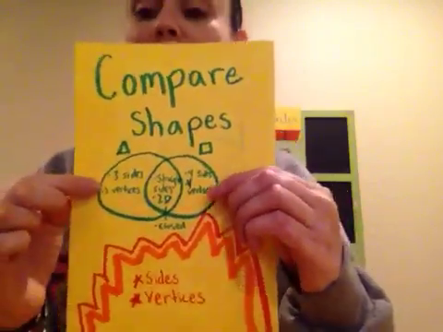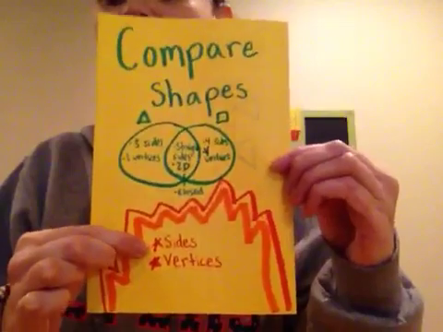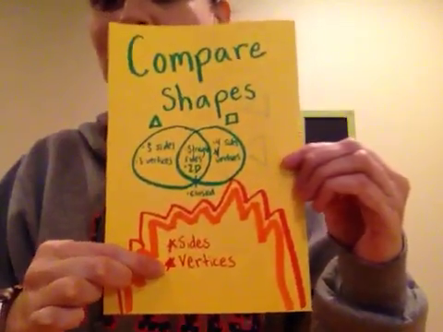So shapes can be the same based on their sides and their vertices. And so on your paper, they might have you circle all the shapes with 4 sides, all the shapes with 3 sides, maybe the rounded shapes, maybe the number of vertices. Maybe they'll ask you for shapes that have the same length of sides.